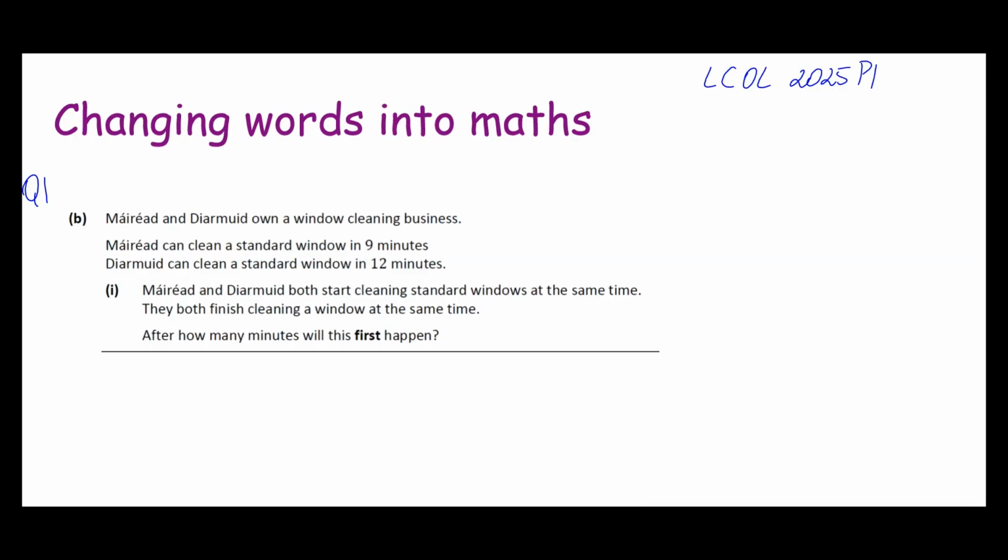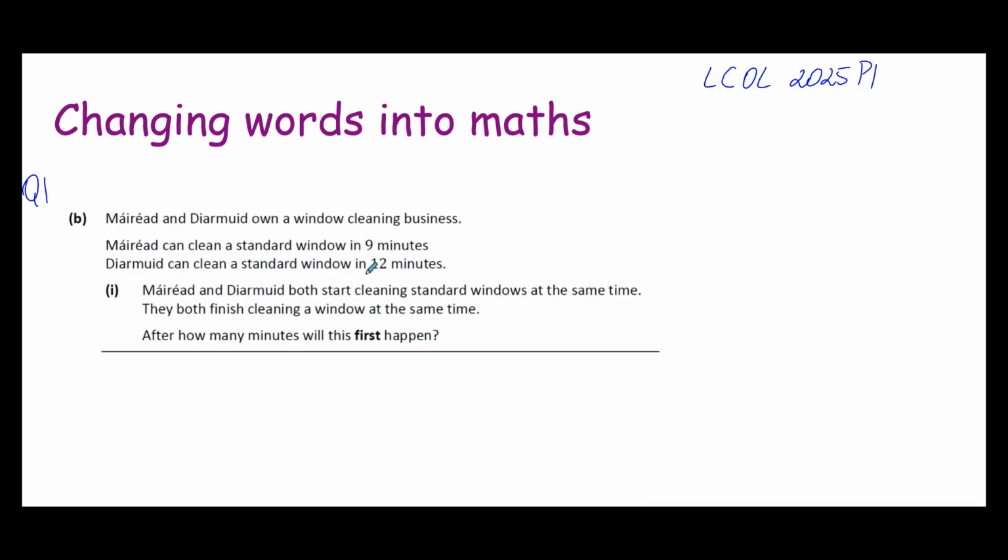One of the most difficult parts of your exam is when we are trying to change words into maths calculation. So that is actually really difficult. But let's break it down. Myriad and Dermont own a window cleaning business. Myriad can clean a standard window in 9 minutes, and Dermont can clean a standard window in 12 minutes. Okay, we get that. Myriad does it quicker, 9 minutes, Dermont a bit slower, 12 minutes.